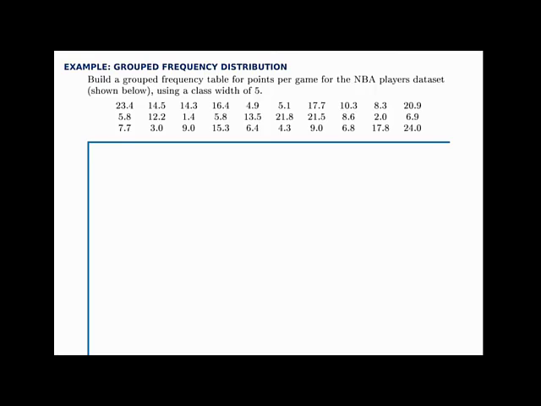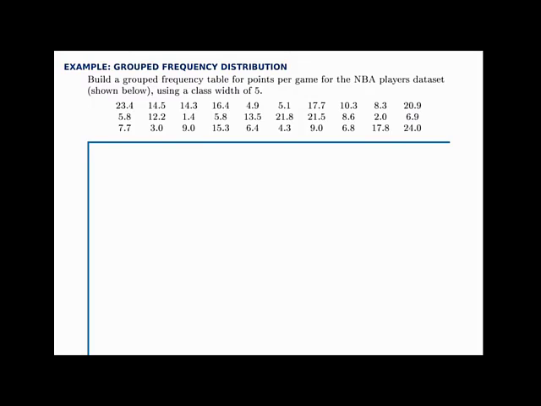Here we're going to build a grouped frequency table using the data set of NBA players with their points per game shown below. So we have 30 values ranging from 1.4 up to about 24. And we're told to use a class width of 5 for our grouped frequency table. So we want to start low enough that we can cover all of them. And rather than starting at 1, let's start at 0 just to get a nice round number.